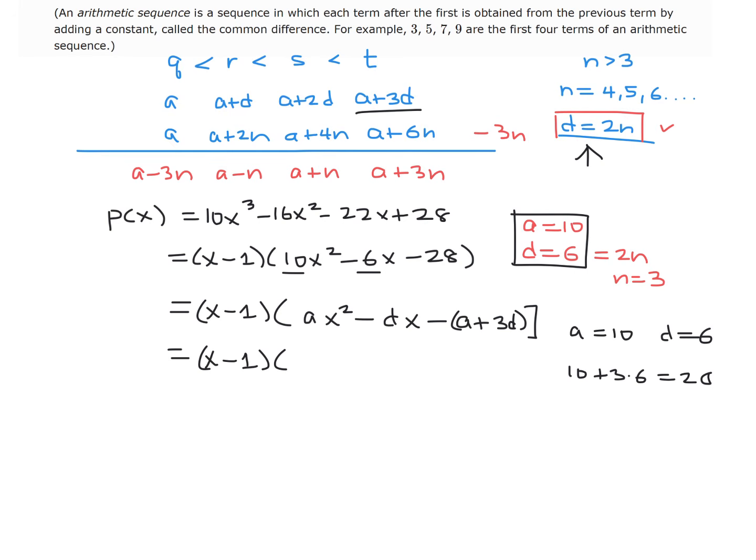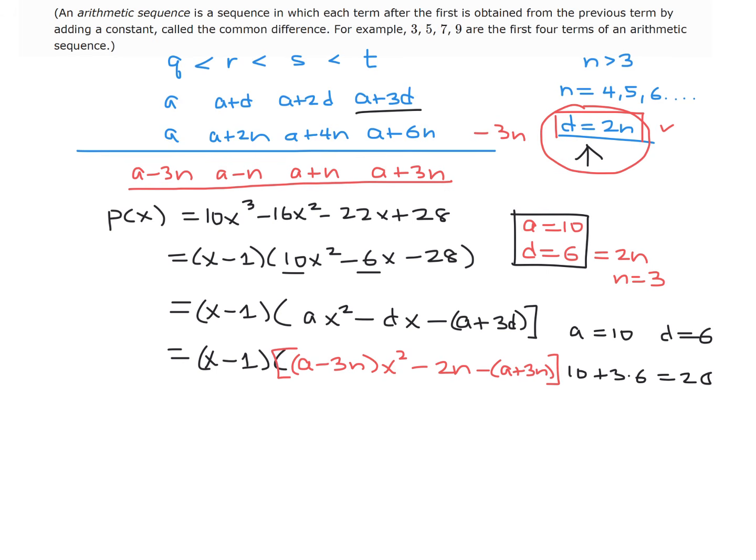I'm going to use these guys here. Instead of A, I'm going to put A minus 3n. And then instead of D, I'm going to put in the 2n, because that's what it's equal to right here. And then the A plus 3n. Okay, I think that is going to work.